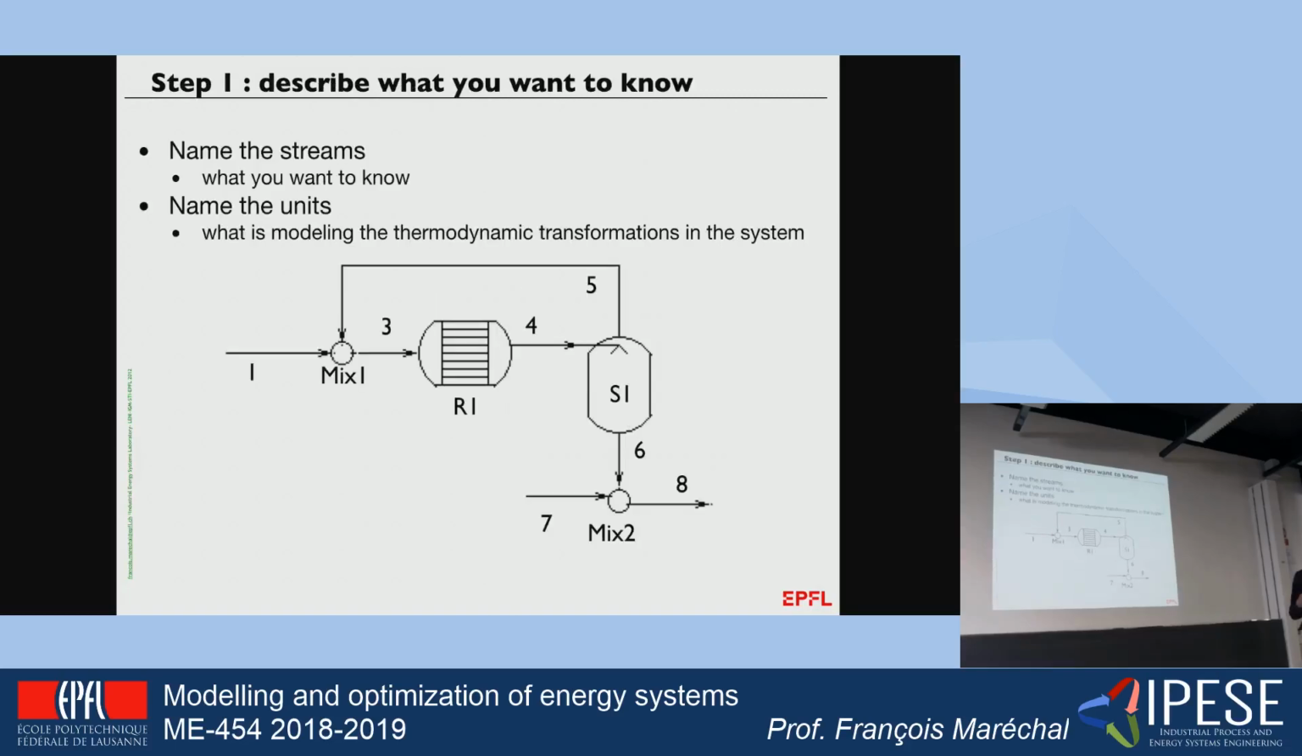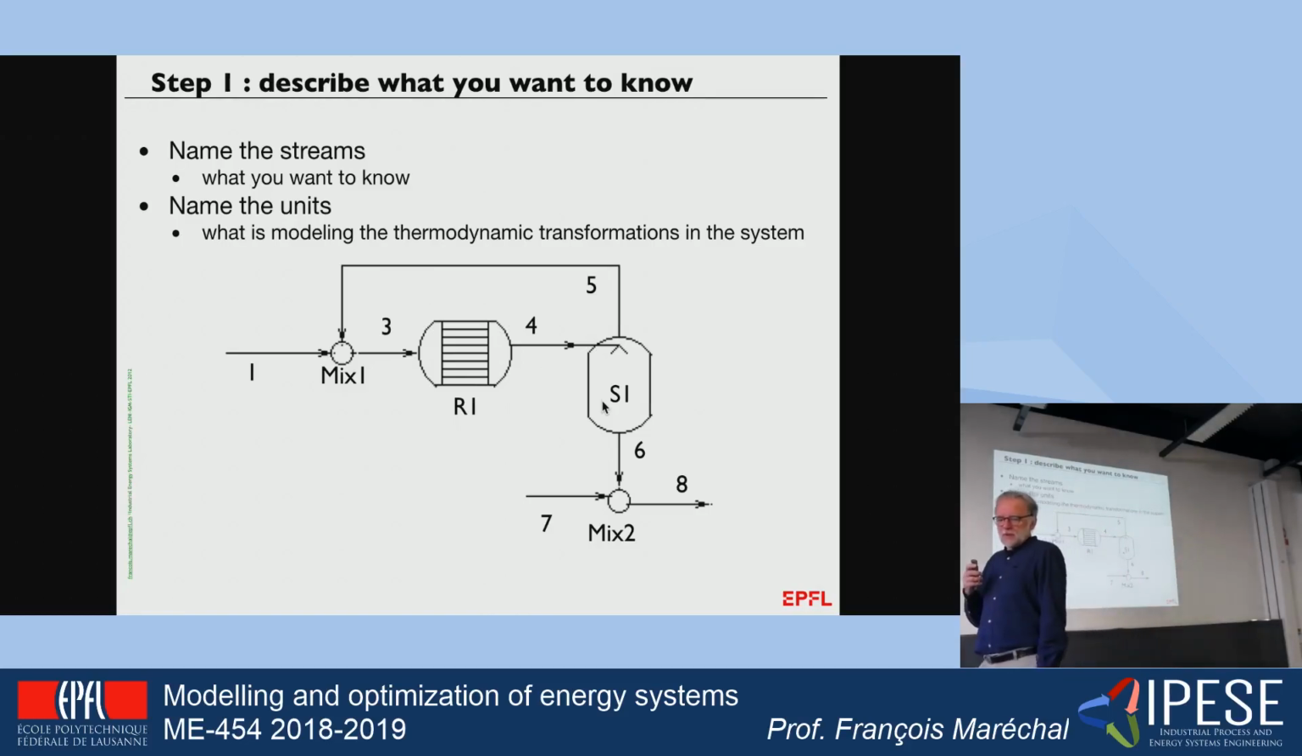Now, what I'm going to do is give names. On the one hand, we have the streams that I have identified here by numbers, and the units identified by text. What is important here is that the streams define what you would like to know. You would like to be able to characterize the flows, the temperatures, the pressures, and the composition of each of those streams. And the units, MX1, R1, S1 here, are in fact the operators or the transformers of the states.